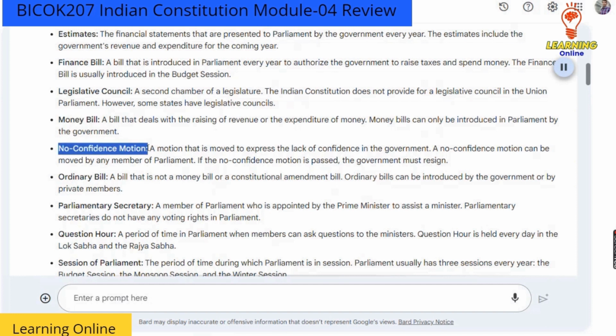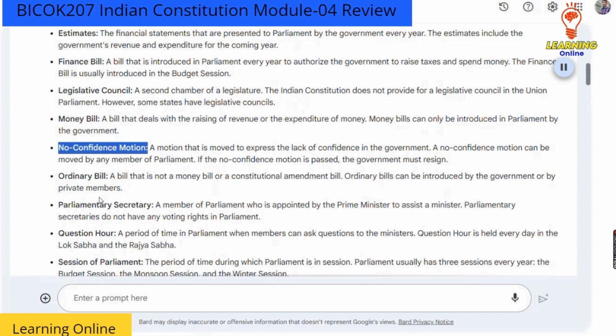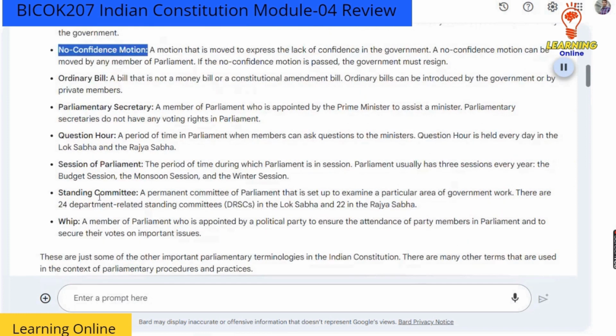No confidence motion. A motion that is moved to express the lack of confidence in the government. A no confidence motion can be moved by any member of Parliament. If the no confidence motion is passed, the government must resign. Ordinary bill. A bill that is not a money bill or a constitutional amendment bill. Ordinary bills can be introduced by the government or by private members. Parliamentary secretary. A member of Parliament who is appointed by the Prime Minister to assist a minister.